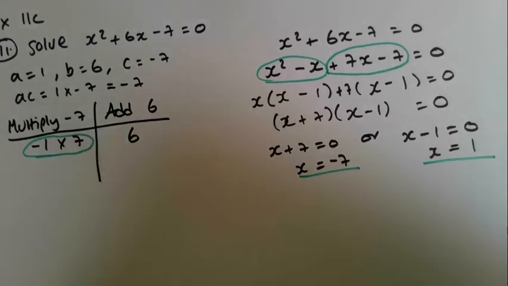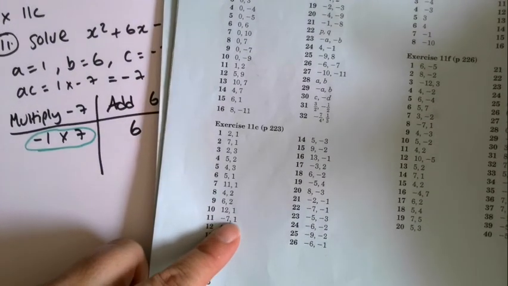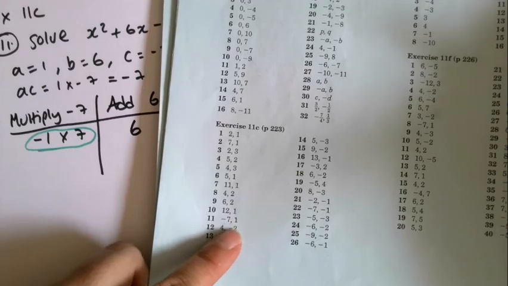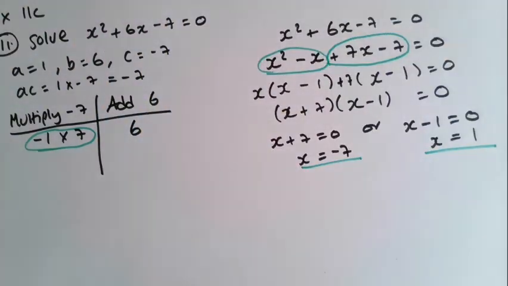So let me check. Here are our answers. And for number 11, yeah, minus 7 and 1. So that's just the way they've listed it. And remember, it doesn't matter what order. If you have put 1 and minus 7, obviously that is fine.